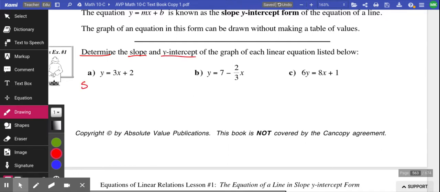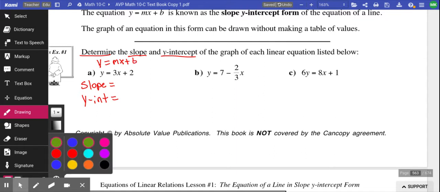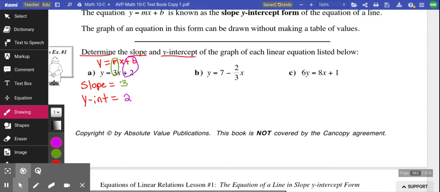Looking at this one, to figure out the slope and y-intercept simply, we need to make sure our equation is in y equals mx plus b form. This one is in y equals mx plus b form. M is my slope, so my slope is 3. B is my y-intercept. My y-intercept is at 2. Easy as pie. So they give you an equation. It's in slope-intercept form. Match up where the m is, match up where the b is, and you know your slope and you know your y-intercept.